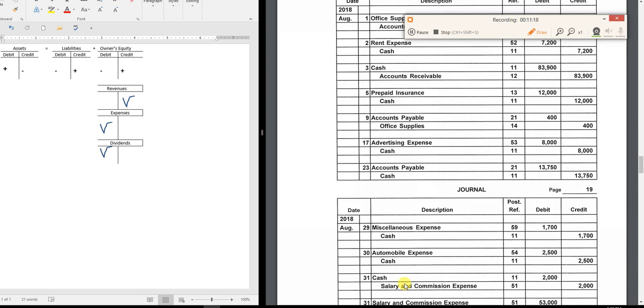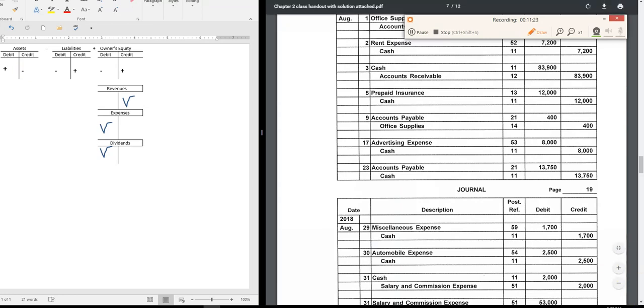Paid salaries and commissions for the month for $53,000. We paid them with cash, so cash is being credited. Salaries and commission is going up, so my expense is being debited.